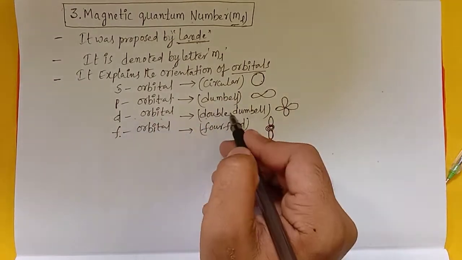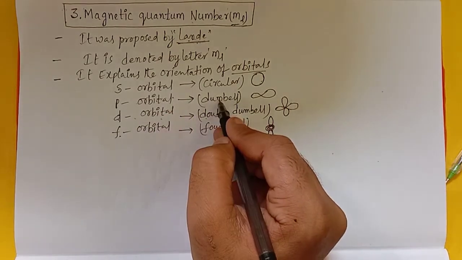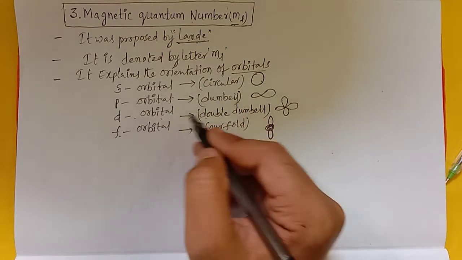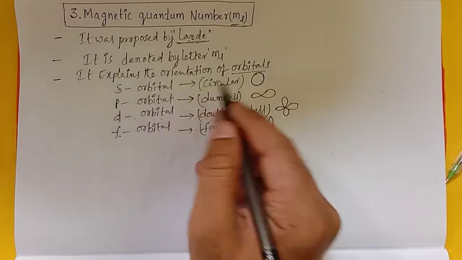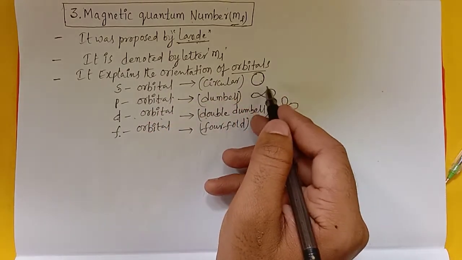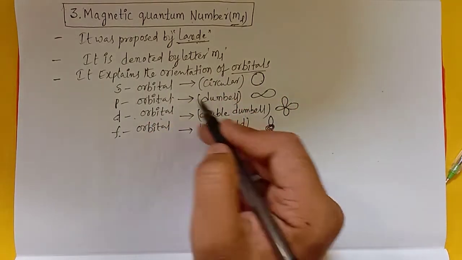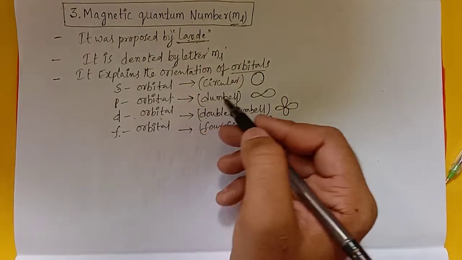And the D orbital? The P orbital has dumbbell shape, the D orbital has double dumbbell, and the S orbital has circular shape. You have to remember the shapes of each orbital. So observe here.